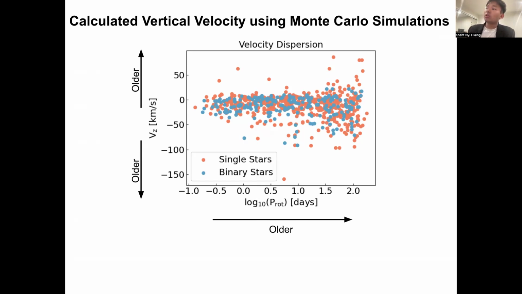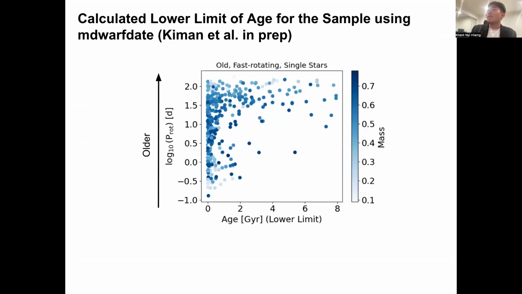As stars get older, we can see the increase in rotation periods, meaning the clusters on the left are young stars. And as you can see, not all the fast rotators are binary stars. So we're going to dive more into that.